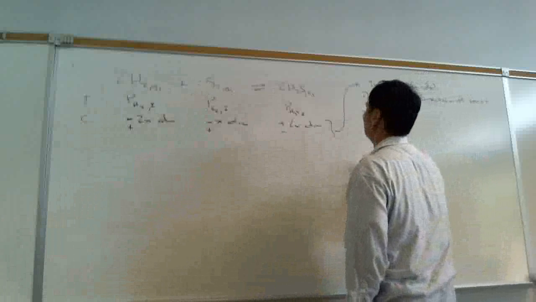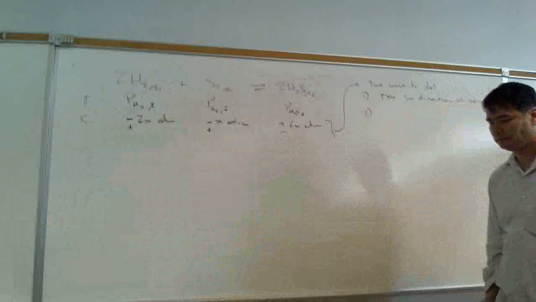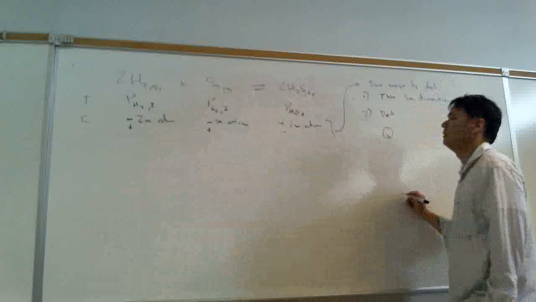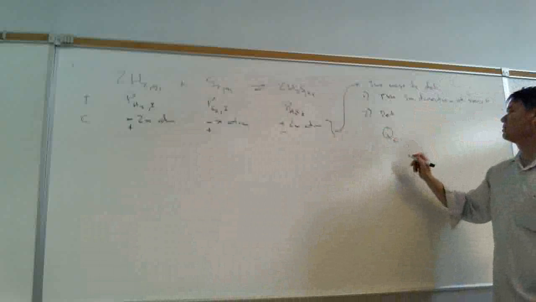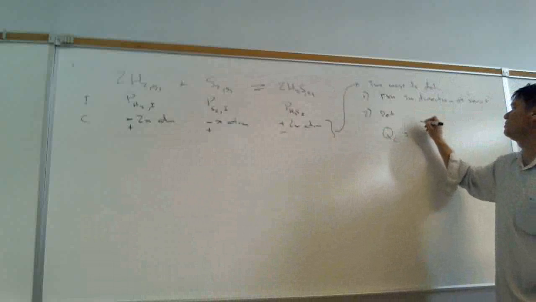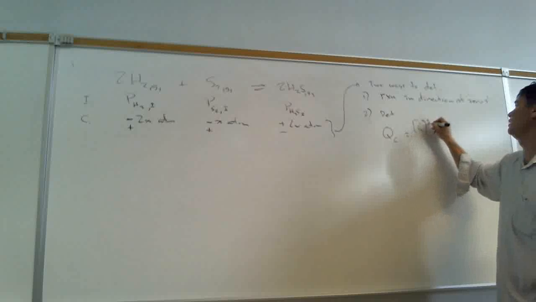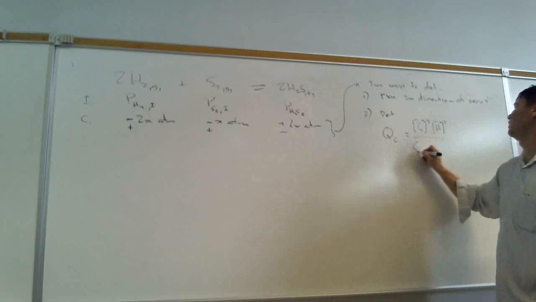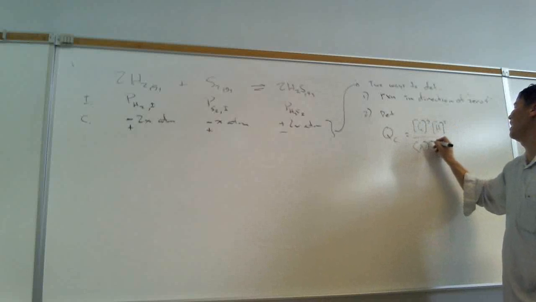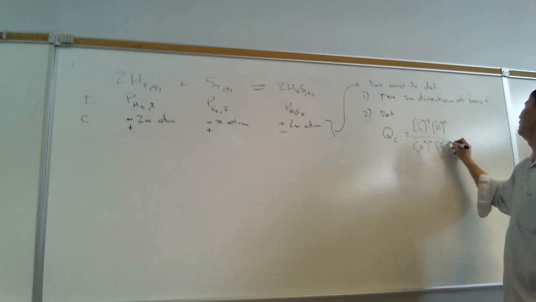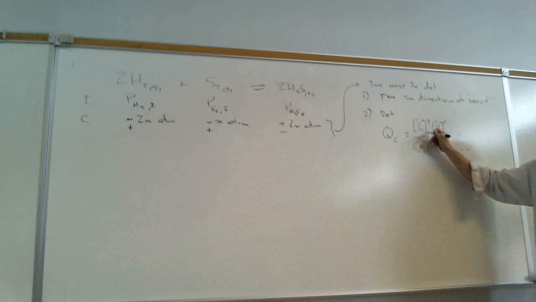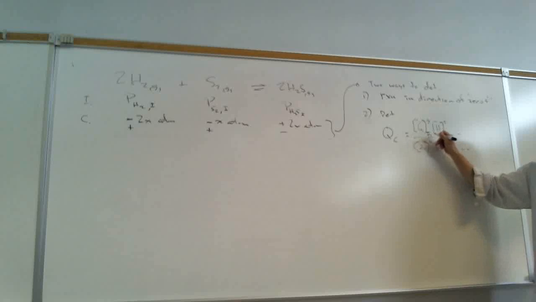Or to do this, we determine Q. There's something called QC and QP. QC is [G]^g [H]^h over [A]^a [B]^b, and so on. It looks exactly like K. The only difference is, rather than having equilibrium, we have initial values there.